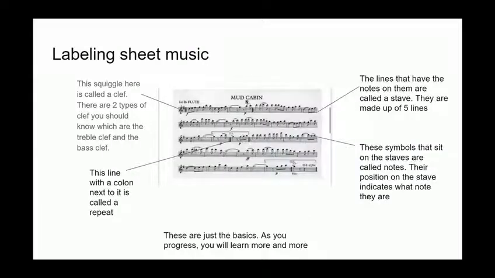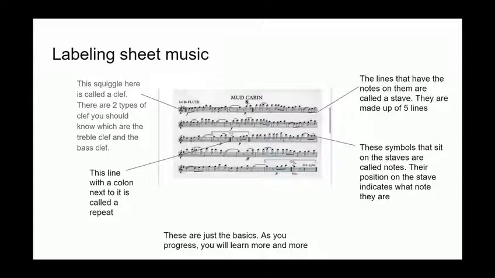Labeling sheet music. As you can see, I have the sheet music for Mud Cabin. If you look at my labels, the squiggle here in the top left is called a clef. There are two types of clef you should know, which are the treble clef and the bass clef. Top right, the lines that have the notes on them are called a stave. They are made up of 5 lines.